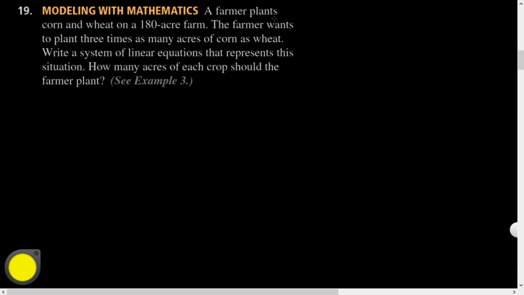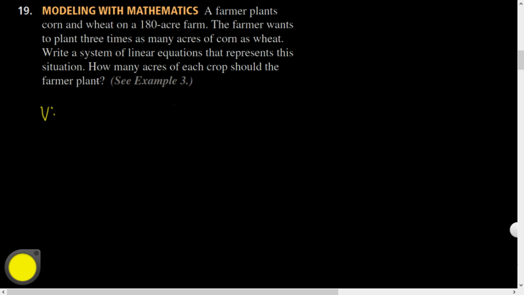Let's see. It says a farmer plants corn and wheat. Okay, good for him. On a 180-acre farm, the farmer wants to plant 3 times as many acres of corn as wheat. Okay, so that's a fact. Maybe I'll be able to turn that into an equation at some point. It says write a system of linear equations that represents the situation. And then they ask the question. The question is going to be the thing that helps me define my variable.